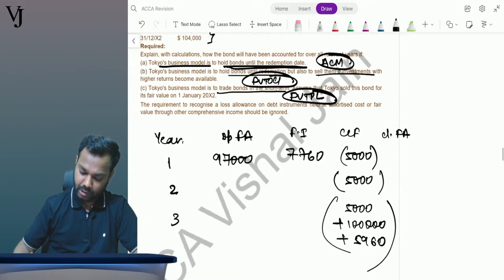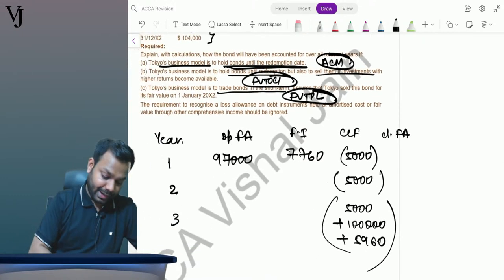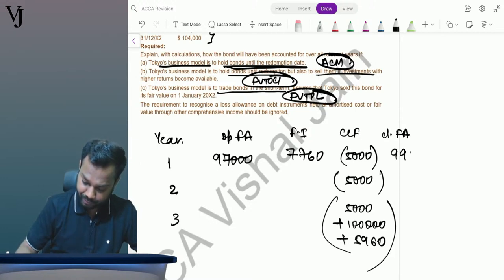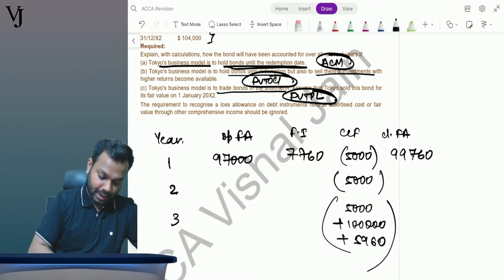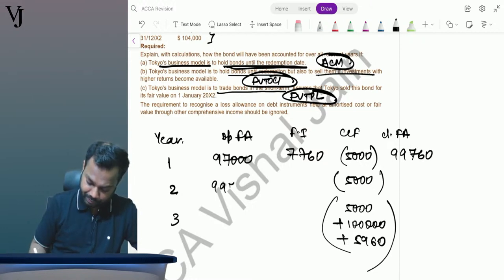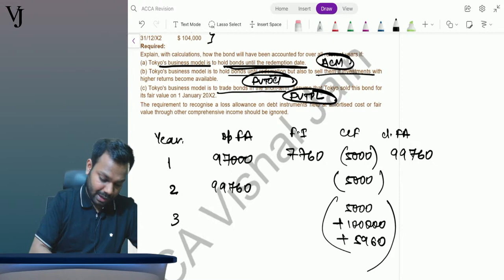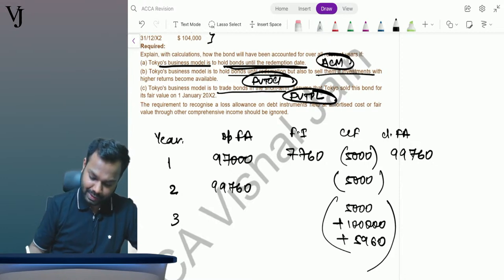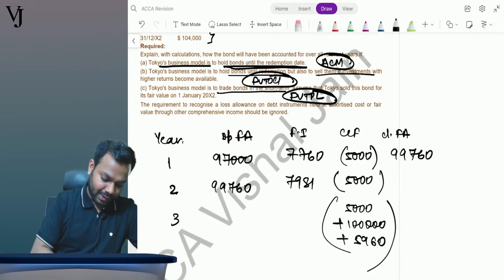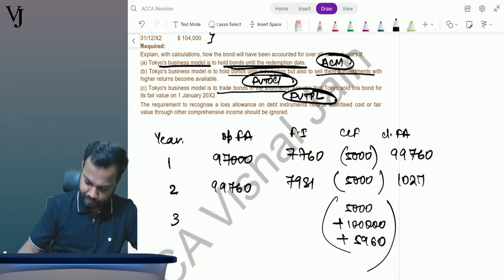Now, so what is the closing financial asset? 97,000 plus 7,760 minus 5,000 is 99,760. Right? Now 99,760 multiplied by 0.08 is 7,981. Okay, 99,760 plus 7,981 minus 5,000 is 102,741.